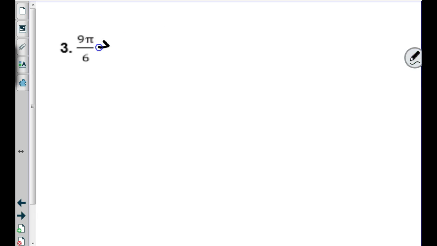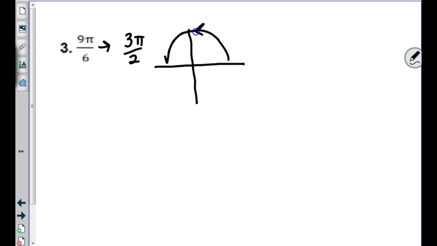All right, 9 pi over 6 is a dumb number. Why is that dumb? Yeah, it reduces. What goes into 9 and 6? So we have 3 pi over 2. We're supposed to draw it. It's positive. Where does it stop? What is 3 pi over 2? Well, pi over 2 is a 90, right? So 3 of them takes me right to here. It's 270 degrees, but we're supposed to draw it, so it ends here.